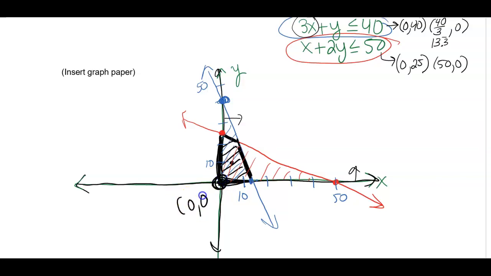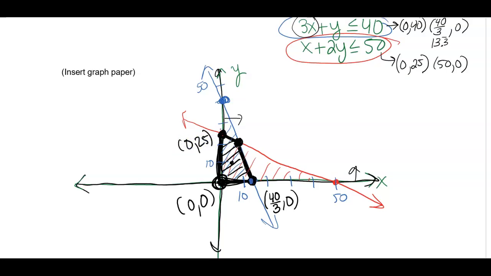So 0, 0 is one possibility for the maximum or the minimum amount of profit. Then this intercept right here, which we found when we graphed that blue line, so it's 13 1/3 or 40/3, 0, is another possibility. We'll talk about the fraction in a minute. This point out here is another possibility, and I don't know exactly what that is at the moment, but I will figure it out. And this intercept here is another possibility, which was 0, 25.